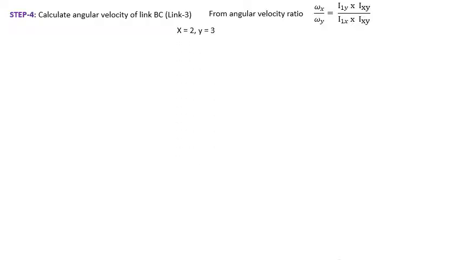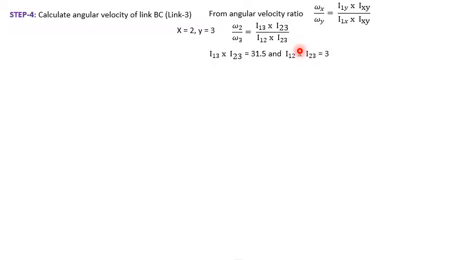So we know the value of the crank, that is the angular velocity of the crank, link number 2. The known value is 2, whereas the unknown value is 3, because for link number 3 we are finding the angular velocity. Therefore x becomes 2, y becomes 3. So the above equation becomes omega 2 by omega 3 is equal to I13 into I23 divided by I12 into I23.